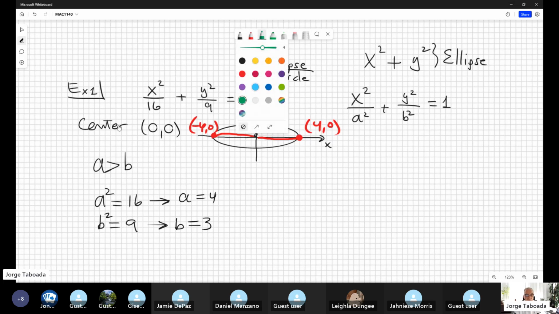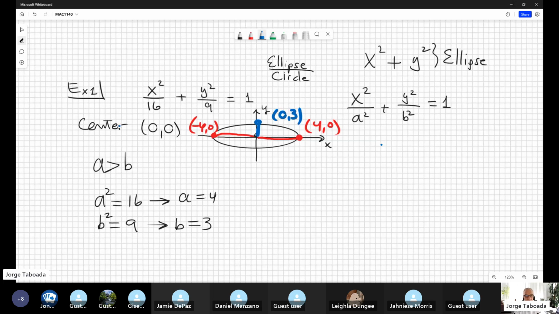Now, here, B is 3. That distance is 3. That point is the point (0,3). And this point is the point (0,-3). Okay, we almost finished.